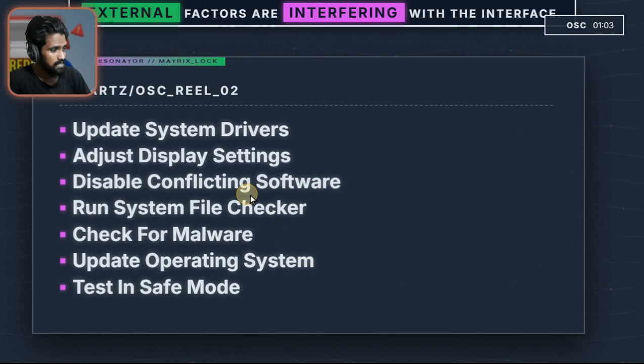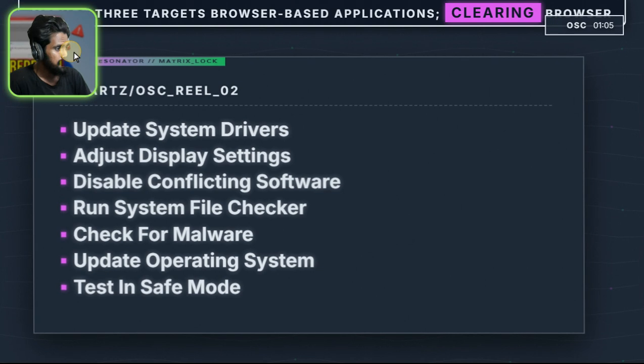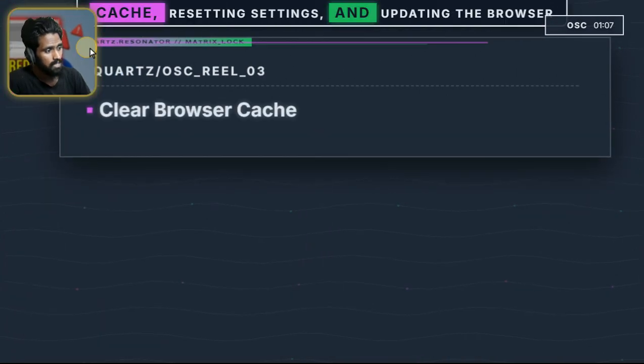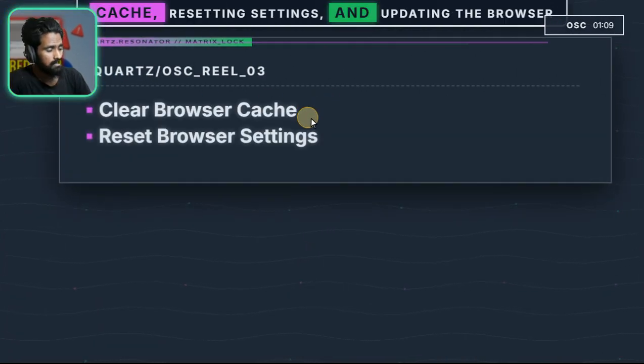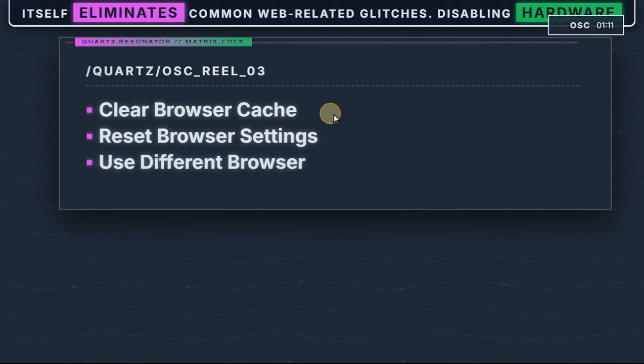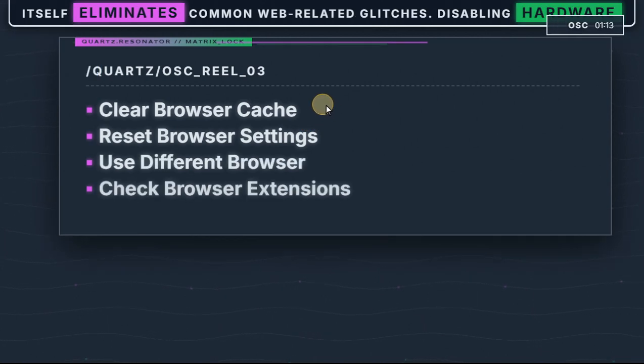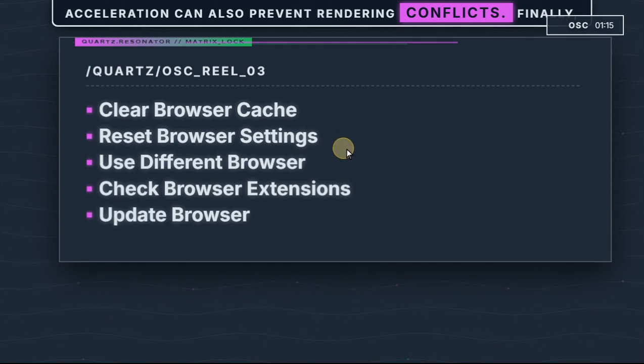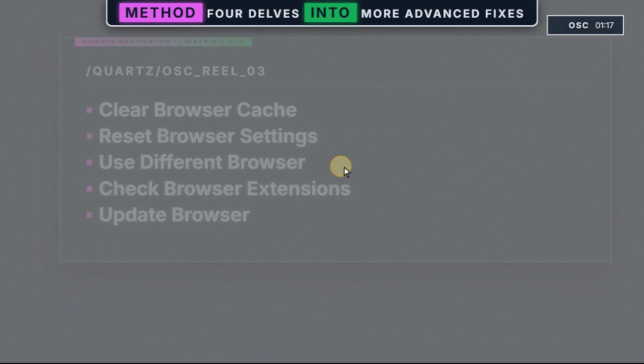Method 3 targets browser-based applications. Clearing browser cache, resetting settings, and updating the browser itself eliminates common web-related glitches. Disabling hardware acceleration can also prevent rendering conflicts.